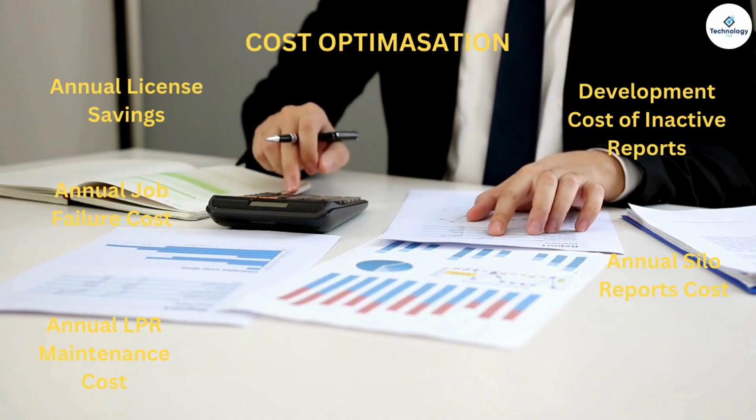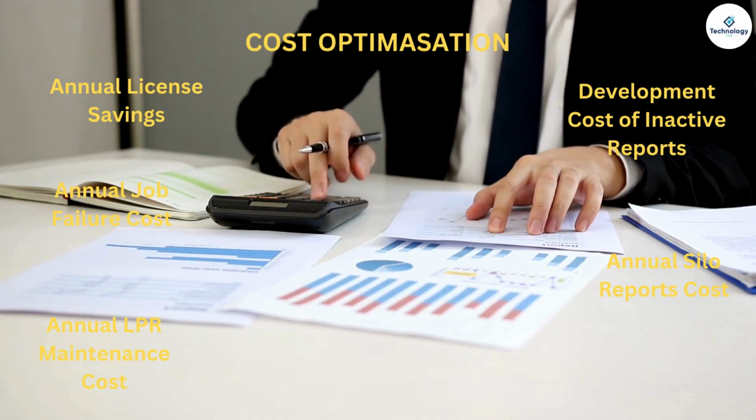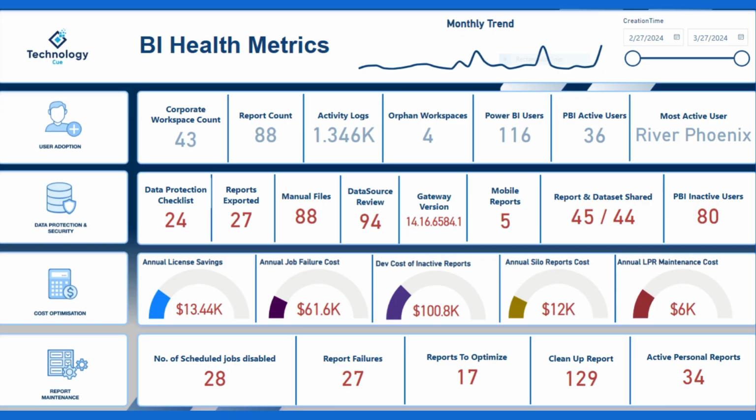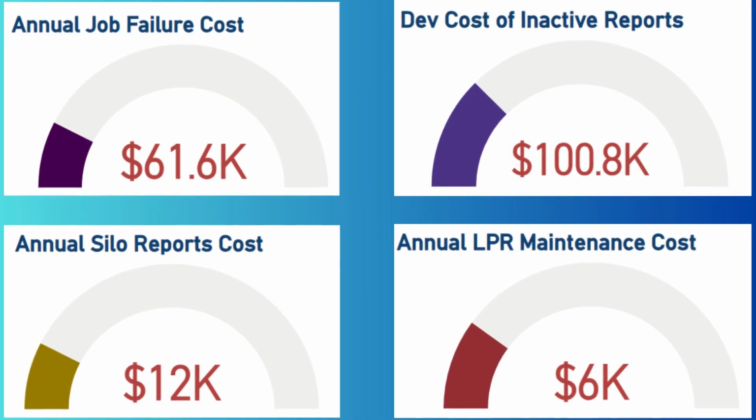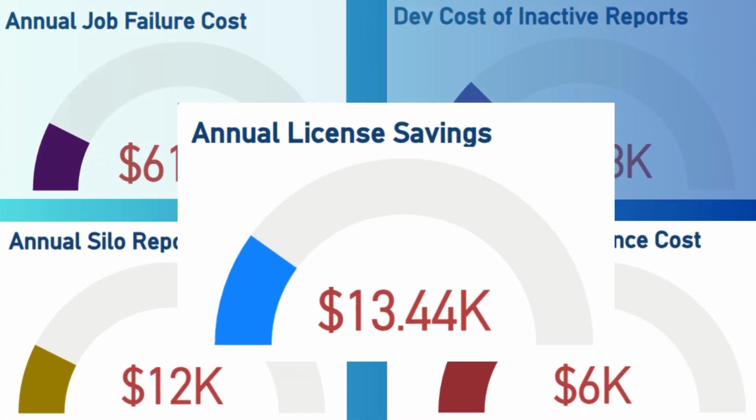Maximizing cost efficiency in your business intelligence systems is key to getting the best value for your organization. With 5 critical metrics: annual job failure cost, development cost of inactive reports, annual silo reports cost, annual LPR maintenance cost, and annual license savings.